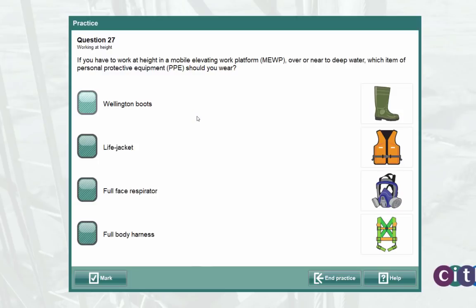If you have to work at height in a mobile elevating work platform, MEWP, over or near to deep water, which item of personal protective equipment, PPE, should you wear? Wellington boots. Life jacket. Full face respirator. Full body harness.